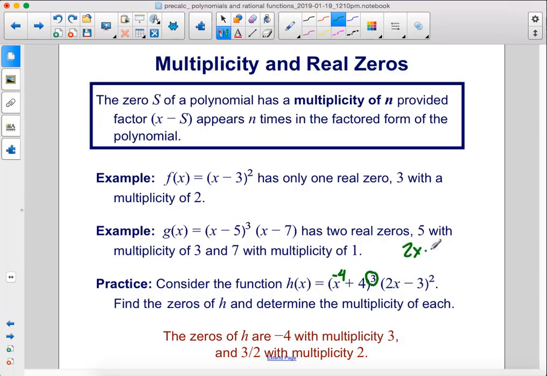Here, we have 2x minus 3 equals 0, so 2x equals 3, x equals 3 halves. If you plug 3 halves in here, this becomes 0. The multiplicity is 2.